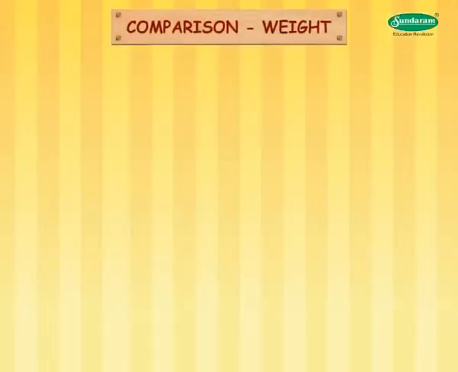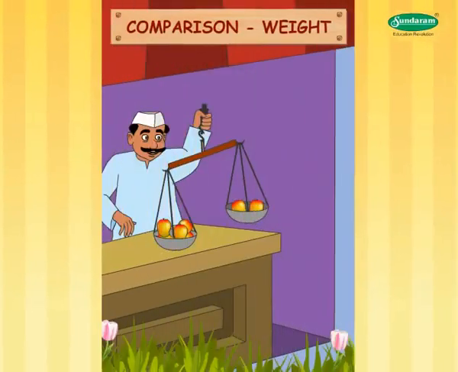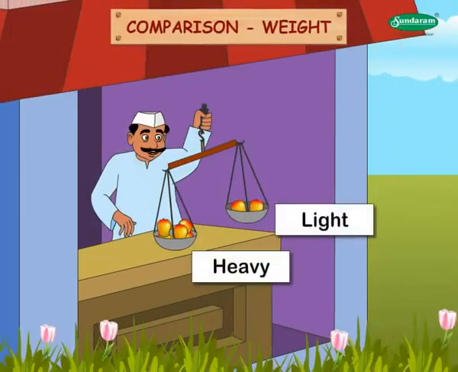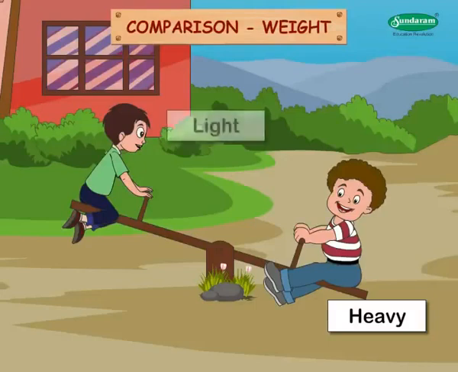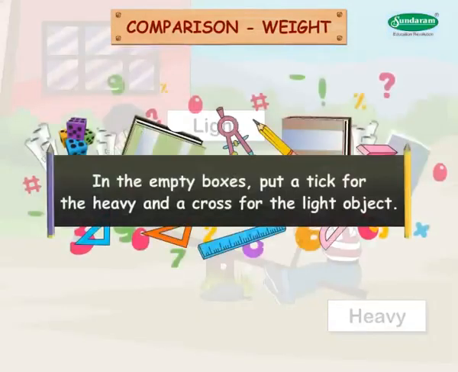Comparison. Weight. Heavy, light. Light, heavy. Heavy, light. Light means having less weight. In the empty boxes, put a tick for the heavy and a cross for the light object.